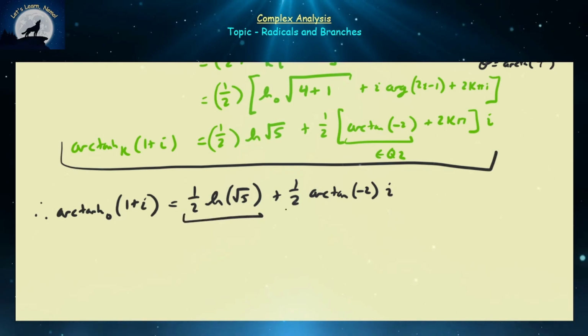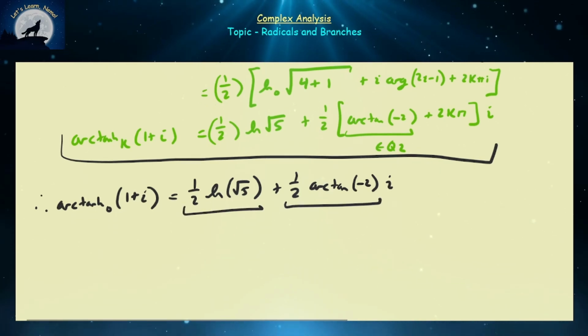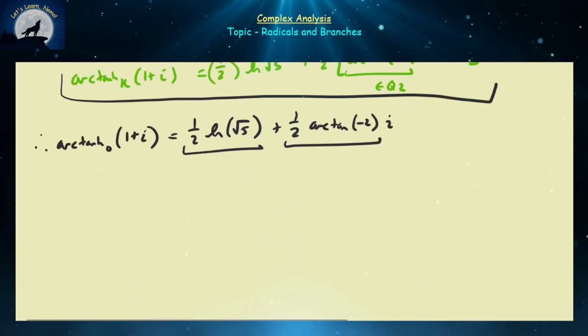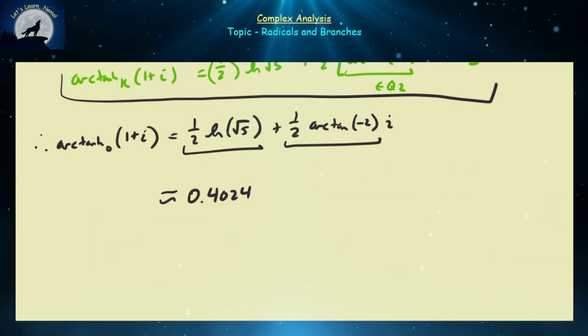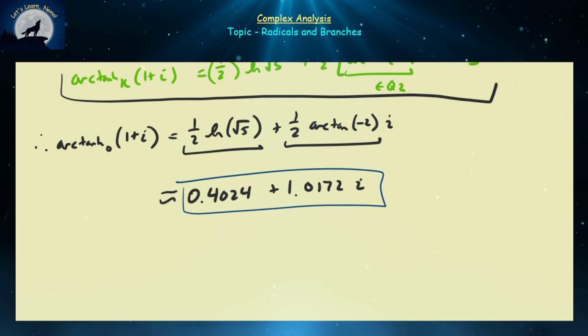So there's the real part, there's the imaginary part, and then you can use a calculator to numerically represent this, and one can find that it's approximately equal to 0.4024 plus 1.0172i. And you could also find the secondary branch of this number by just adding your 2πi at the very end. But that would be your value for this expression. And similar calculations will follow for the other functions we defined.